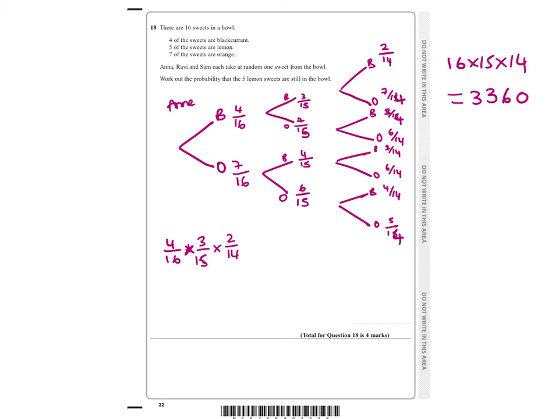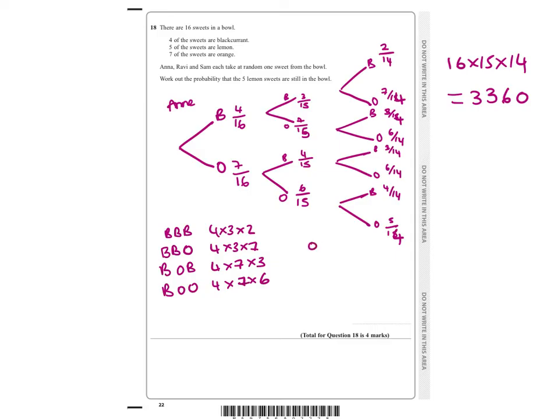So to get rid of some of the space, make more space. Okay, so for BBB, we're going to get 4 times 3 times 2. For BBO, we're going to get 4 times 3 times 7. For BOB, we're going to get 4 times 7 times 3. For BOO, we're going to get 4 times 7 times 6.